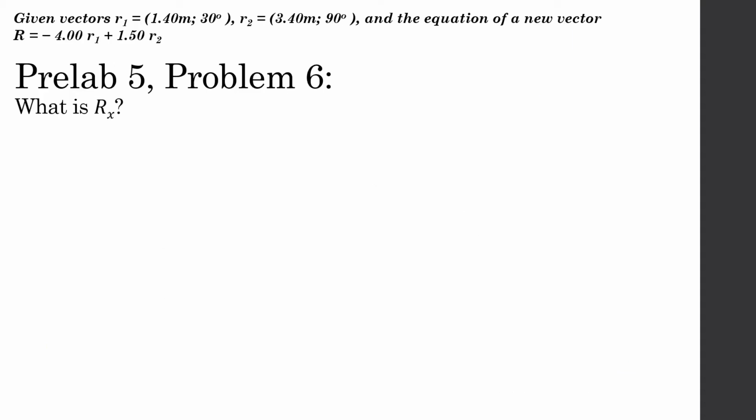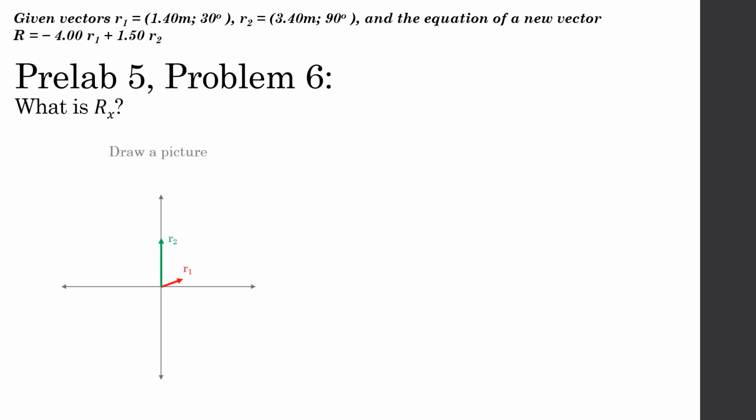So now we get to problem number 6, and now we have a different prompt up top. Given vectors R1, which is equal to 1.4 meters at 30 degrees, and R2, which is equal to 3.4 meters at 90 degrees, and the equation of a new vector, capital R, which is -4R1 plus 1.5 R2, what is Rx? So the first thing that I'm going to recommend is that you draw a picture.